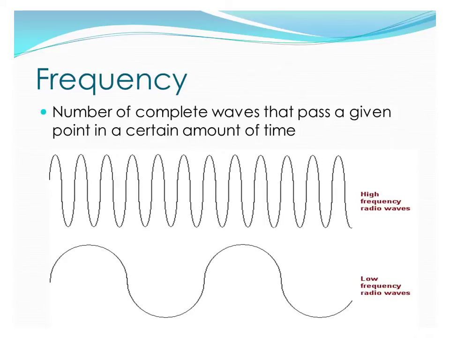So in terms of waves, the frequency would be how many complete waves would pass through a given point in a certain amount of time. So you can think of the waves themselves as the amount of cars that are trying to get through that intersection. So the shorter the wavelength and the more smushed together the waves are, the higher the frequency is. The more spread out the waves are, the lower the frequency would be.